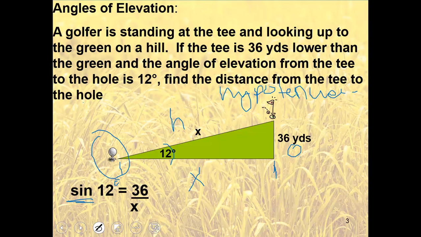Then I'm back to just like we did yesterday, solving for that missing side. So x times the sine of 12 has to equal 36, and x is going to equal 36 divided by the sine of 12. And for that, we get 173 yards.